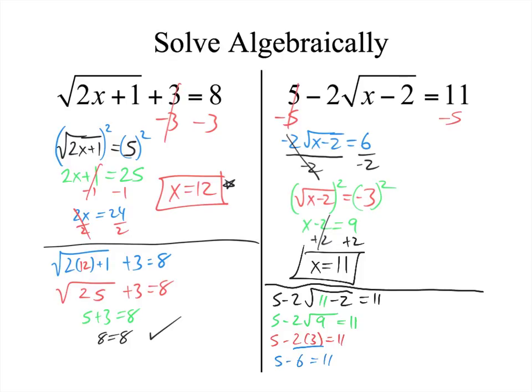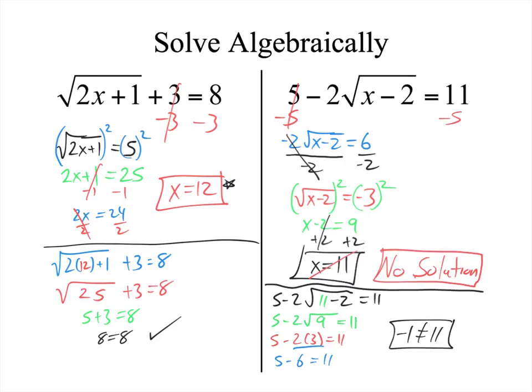Wait a second. Negative 1 does not equal 11. That is a problem. So guess what? That answer doesn't exist. There's no solution. There is no solution here because even though I solved it right, my answer has an error. This is the 2 graphs that don't cross. If you were to graph left and graph right, it'd be 2 graphs that don't cross. That's why there's no solution.